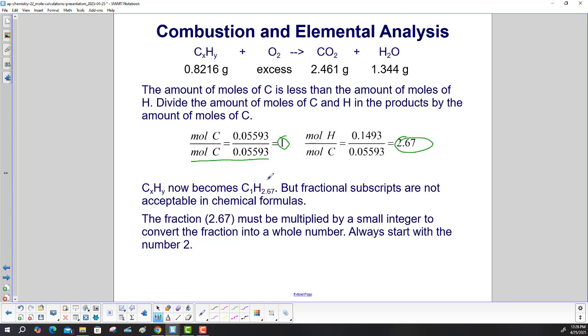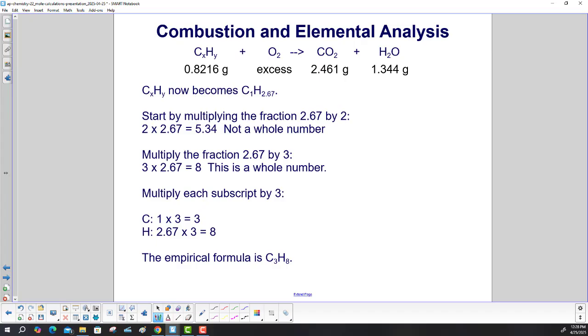Our CxHy now becomes C1H2.67. But fractional subscripts are not acceptable in chemical formulas. The fraction, 2.67, must be multiplied by a small integer to convert the fraction into a whole number. Always start with the number 2. So start by multiplying the fraction, 2.67, by 2. We get 5.34. That is not a whole number. So let's try 3. Multiply 2.67 by 3, and we get 8. That is a whole number.